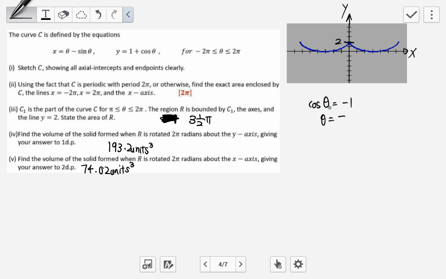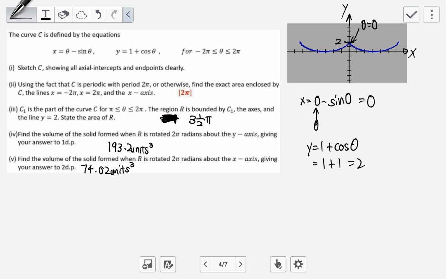When is cosine theta equals to... no, y is not 0, y is 2, sorry. So x is 0. So when x equals to 0, theta minus sine theta gives me 0, so my theta is 0. Cosine 0 will give me 1, so y equals to 1 plus cosine 0. Cosine 0 is 1, so I get 2. So 0, 2. This point corresponds to theta equals to 0, but x is also 0 at the same time. It happens to be so.